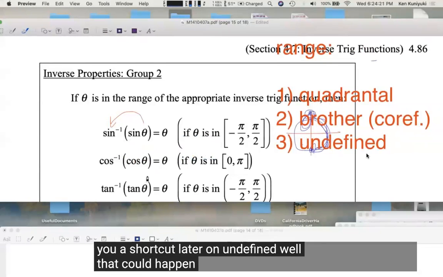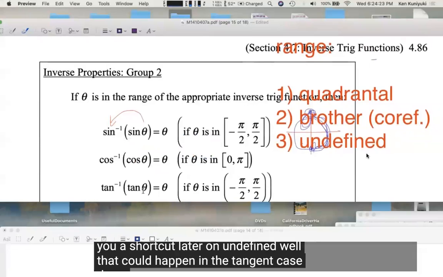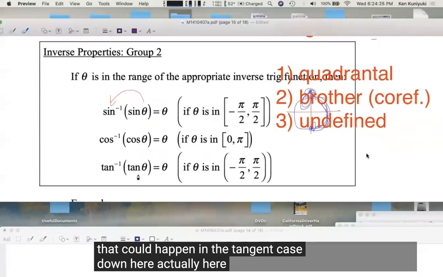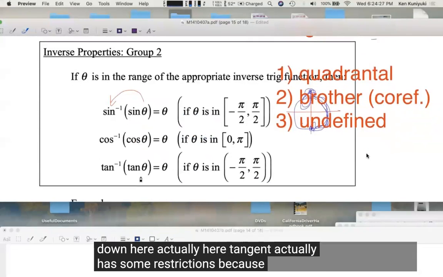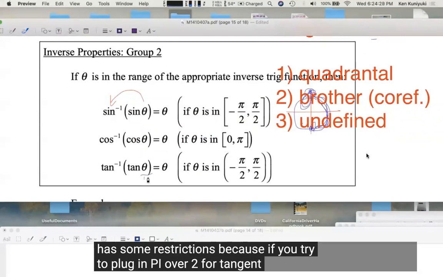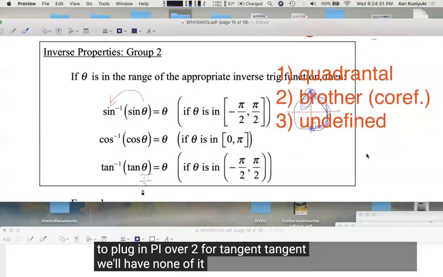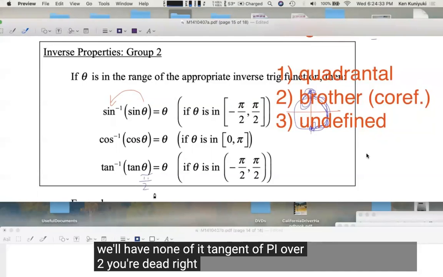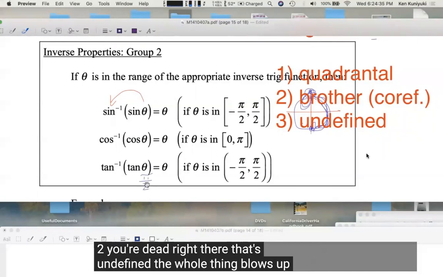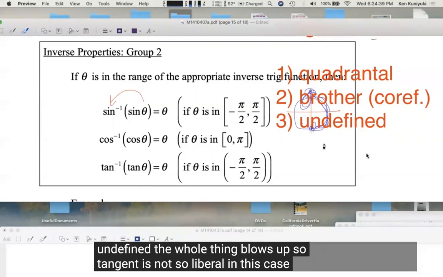Undefined, well, that could happen in the tangent case down here. Tangent actually has some restrictions, because if you try to plug in pi over 2 for tangent, tangent will have none of it. Tangent of pi over 2, you're dead right there. That's undefined. The whole thing blows up. So tangent is not so liberal in this case.